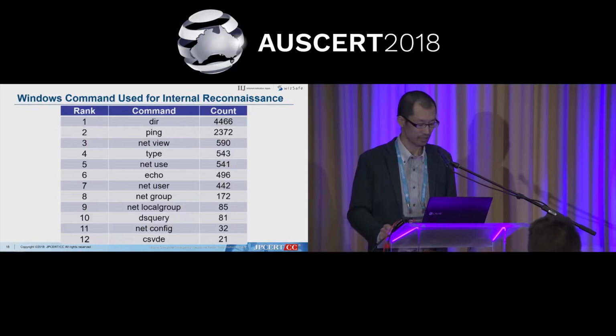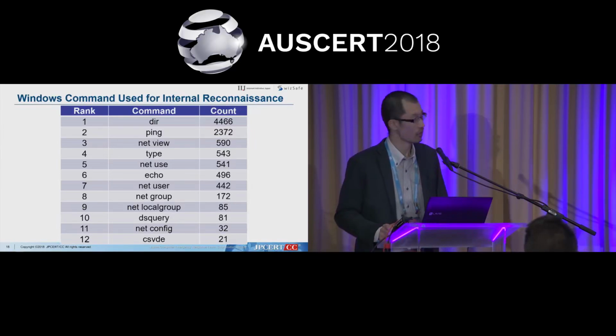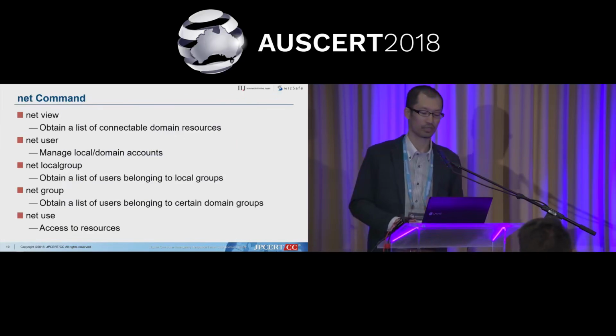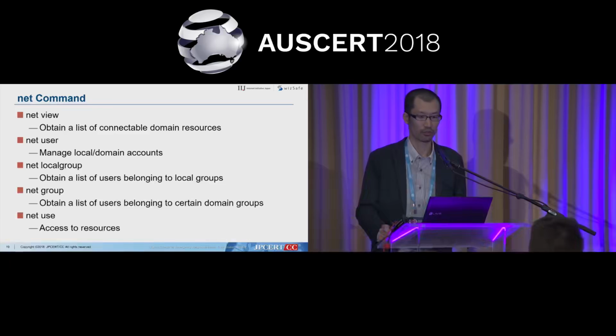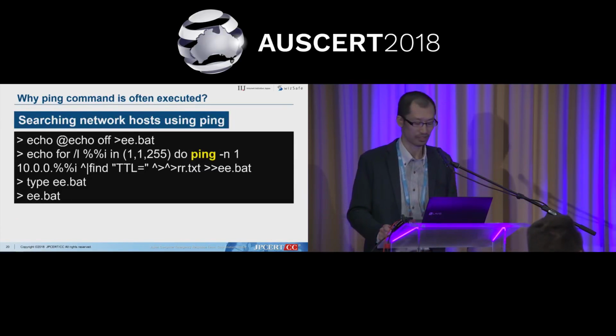An attacker investigates confidential data using the dir and type commands. And to search the domain network, net command options are used. Ping and echo commands are also often executed. The net command is a powerful tool that many attackers use. The net command can investigate various information of the domain network. We found that attackers use commands such as ping at this stage.